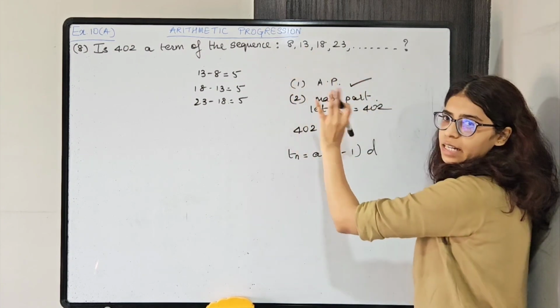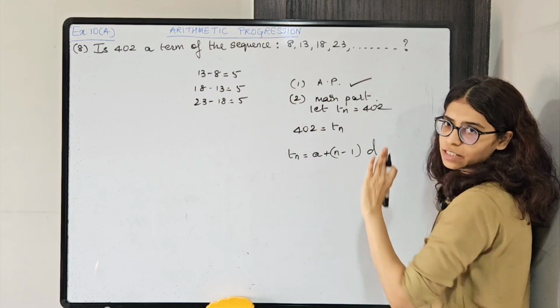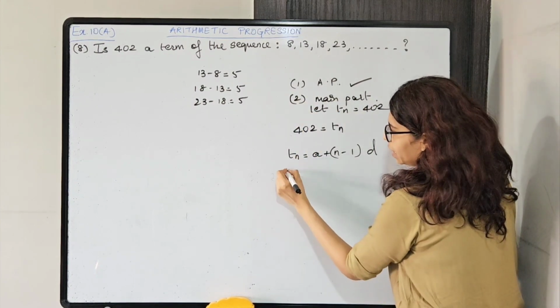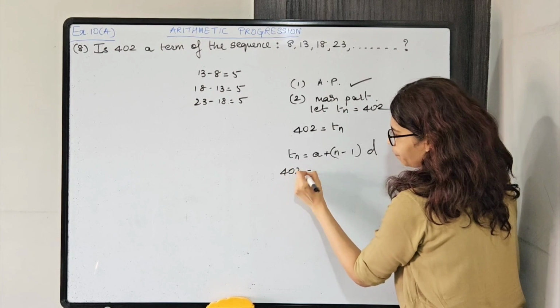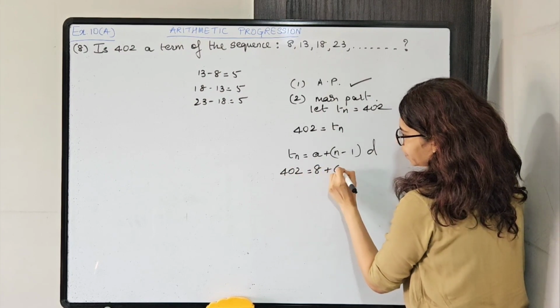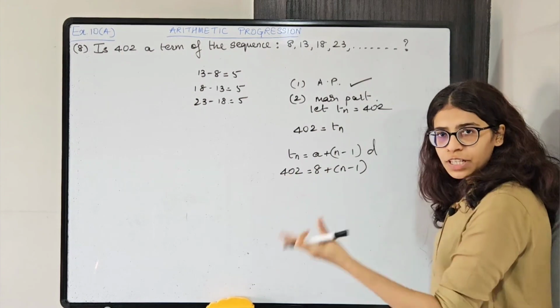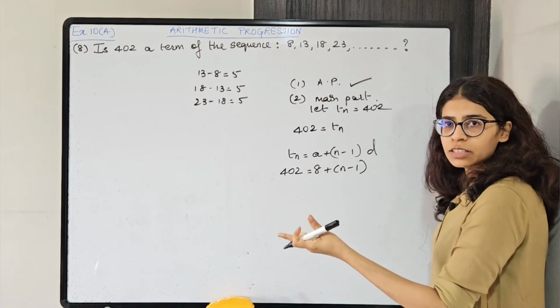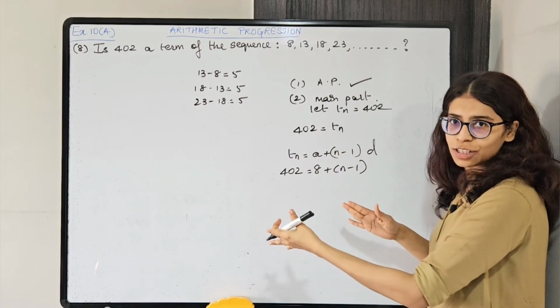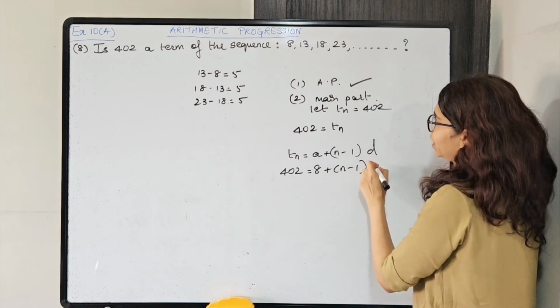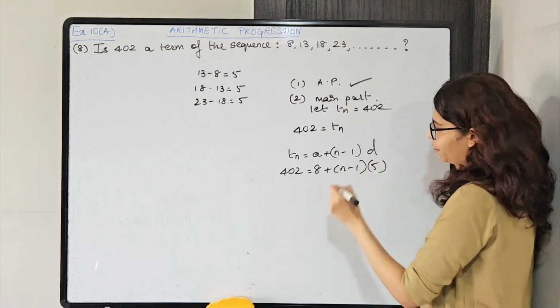A is 8 and D is 5. We just found out D is 5. So Tn is 402, A is 8, and n we don't know. We need to find out whether 402 is the 15th term, 20th term, or 73rd term, or not. So D is 5.